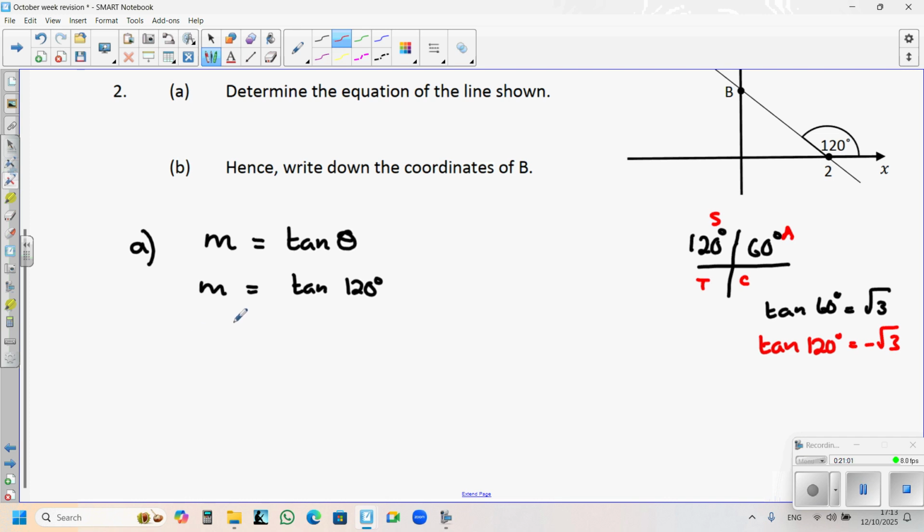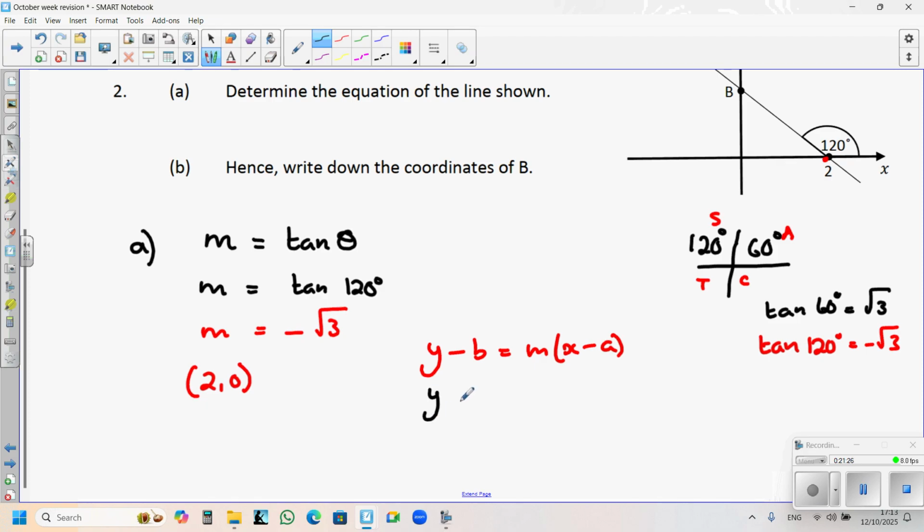Right, so what we've got then is the gradient is equal to negative root 3. And I know one point there, that's the point (2, 0). So I'm going to work out the equation. y minus b is equal to m bracket x minus a. Now, usually these are non-calculator papers. Keep your exact value, that root there. So y minus b gives us y minus 0 is equal to the gradient, which is minus root 3 bracket x minus a, so it's x minus 2.